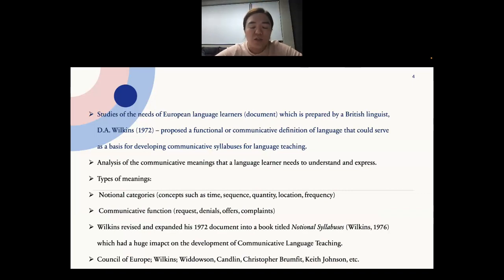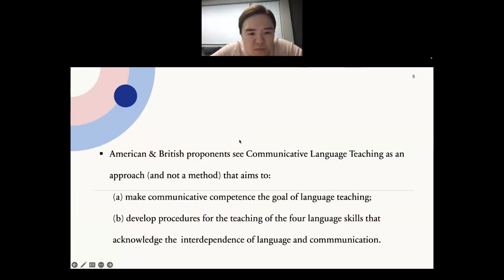So different scholars and organizations have developed and supported this approach, such as the Council of Europe, Wilkins, Widdowson, Candlin, Brumfit, and Johnson, etc. And American and British proponents see CLT as an approach and not a method that aims to make communicative competence the goal of language teaching, and also to develop procedures for the teaching of the four language skills that acknowledge the interdependence of language and communication. Again, oral proficiency is also important here.